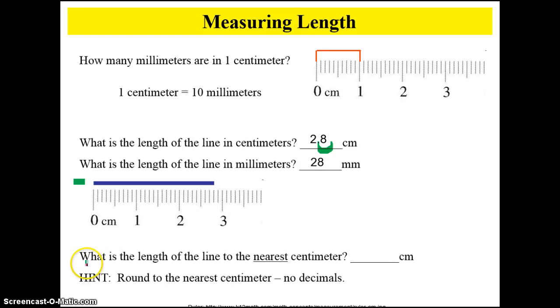Okay, now what is the length of the line to the nearest centimeter? So here I don't want you to even look at the little lines in between the centimeter lengths. I only want you to look at these big centimeter markers. So try to round it to the nearest centimeter, no decimals. So where does this line hit? You will see it's at 3 centimeters. It's closest to the 3 centimeter mark. And that's all there is to know about measuring length in the metric system. Very good.